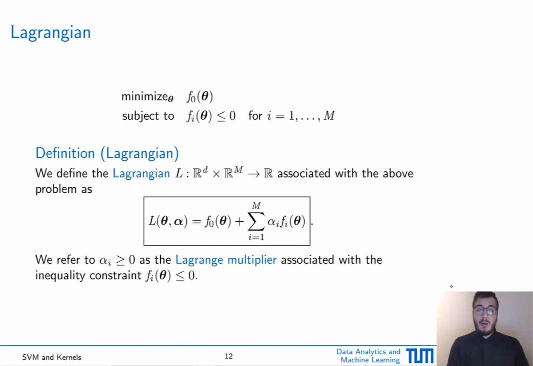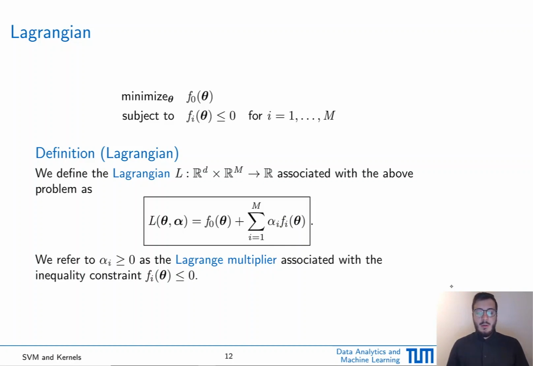These scalars are called Lagrangian multipliers and they have to be non-negative. And this whole function together, which is now a function of the original parameters theta and these multipliers alpha, is called the Lagrangian. So simply we've just created a new function by adding up the original objective function and all the functions in the constraints.